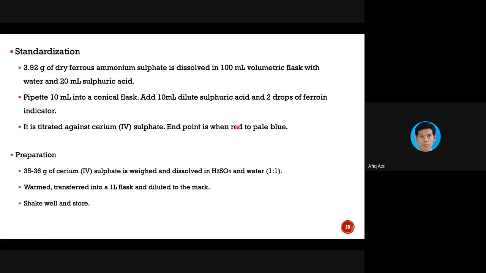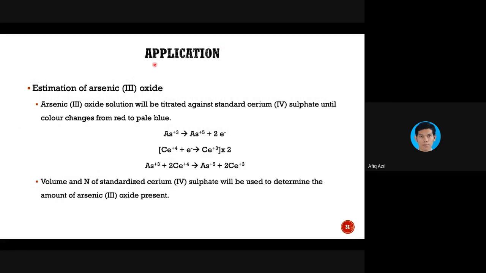The endpoint is when it turns red to pale blue. After you standardize, then only you can use the ceric or cerium sulfate. In terms of application, it can be used to estimate the concentration of arsenic trioxide. You can titrate this arsenic trioxide solution with the cerium 4 sulfate. The color changes from red to pale blue.